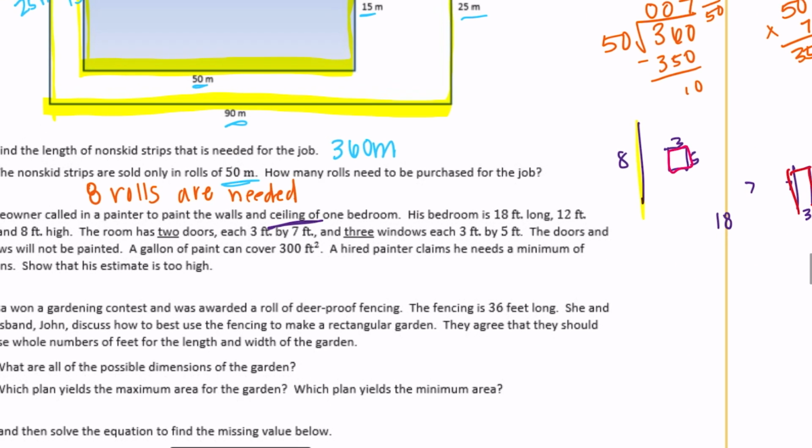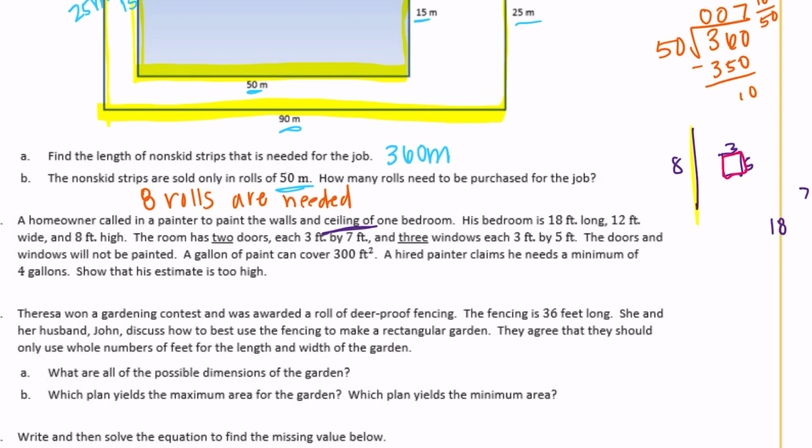What was the question again? Okay. It says the doors and windows will not be painted. A gallon of paint can cover 300 square feet. So 1 gallon covers 300 square feet. We have 609 square feet. A hired painter claims that he needs a minimum of 4 gallons. Show that his estimate's too high.